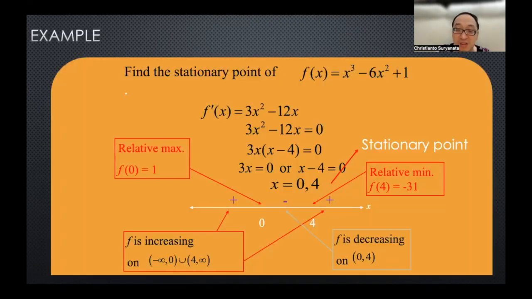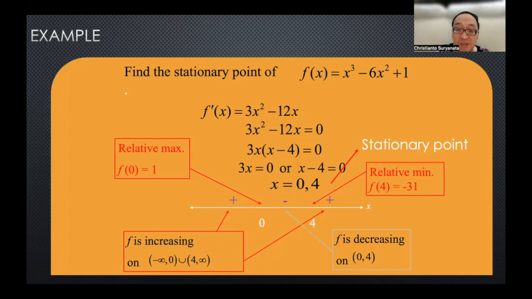we tried to see from the number line, which contains the positive and negative signs. If you remember, this number line comes from the first derivative, which is the gradient. So the plus and minus here are the sign of the gradient. When the gradient is positive, it is an increasing function. When the gradient is negative, it is a decreasing function.